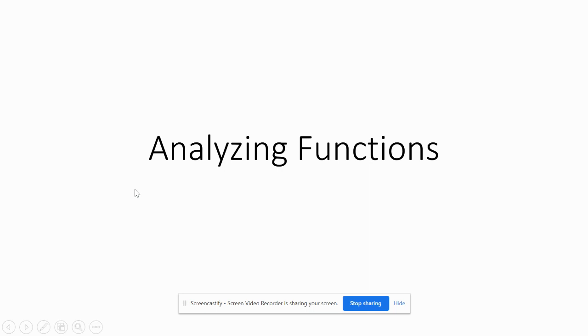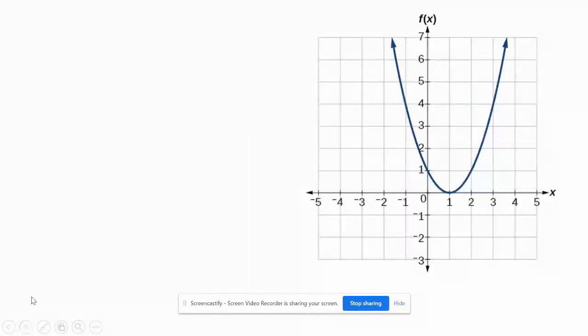All right, today we are going to talk about analyzing functions. Now, when we talk about analyzing functions, we look at each function in the graph. We try to find if it has a maximum, minimum, if it's increasing, decreasing, if the graph is discrete or continuous, if it's linear or nonlinear, and also the intercepts. Okay, so let's look at this on the next slide.